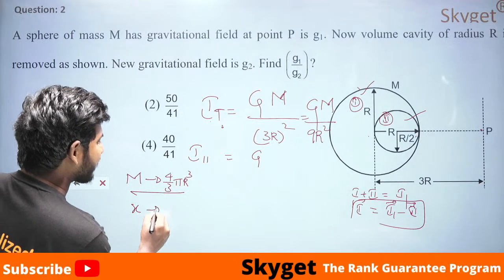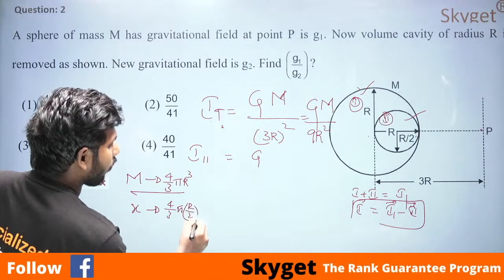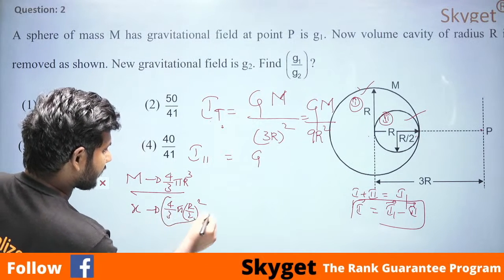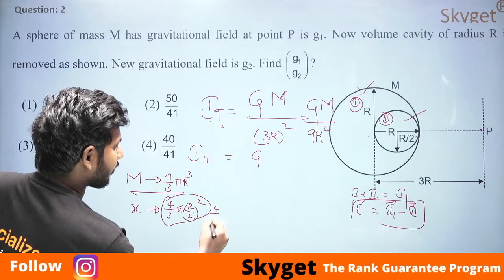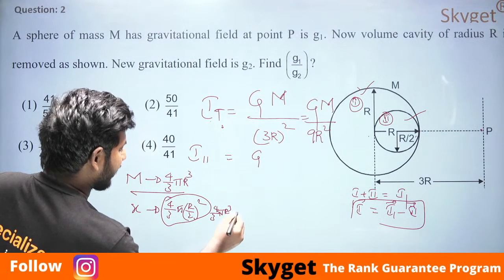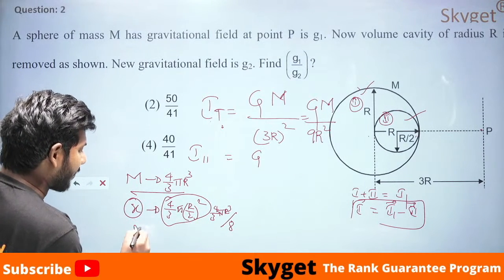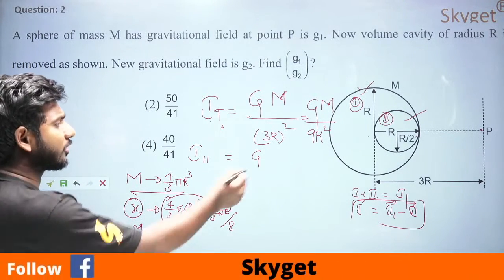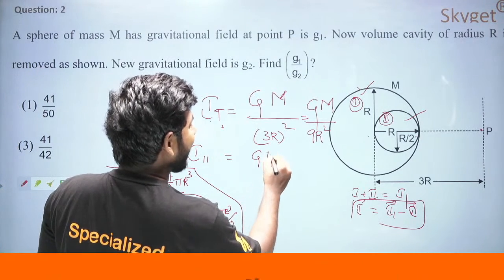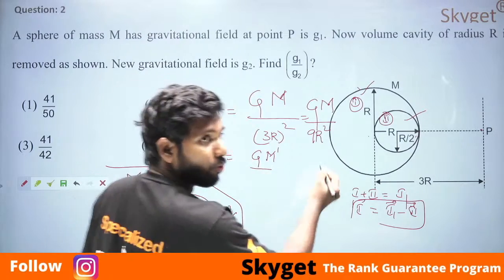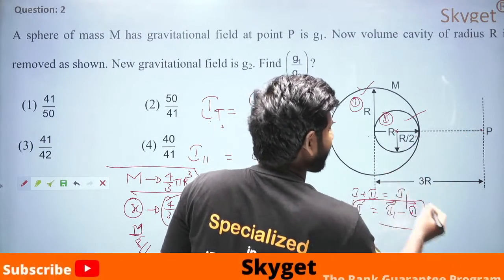So what will be the mass for 4 by 3 pi into r by 2 whole cube? This will be 4 by 3 pi r cube divided by 8, since 2 cube is 8. So this mass will be M by 8. Substituting those values, G m dash by, what is the distance from this center to this point, students? 3r minus r by 2.